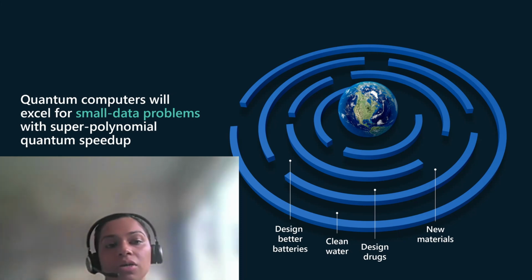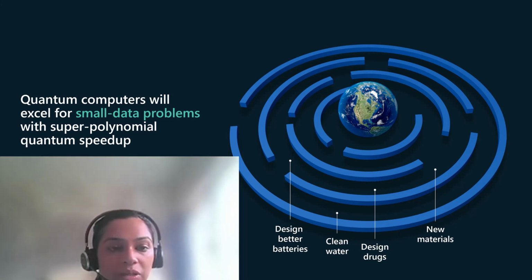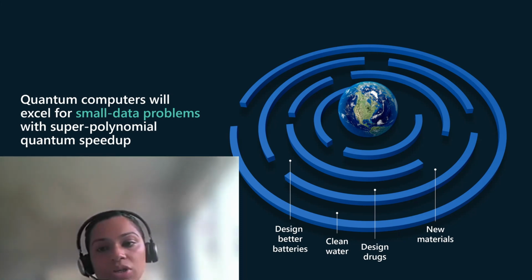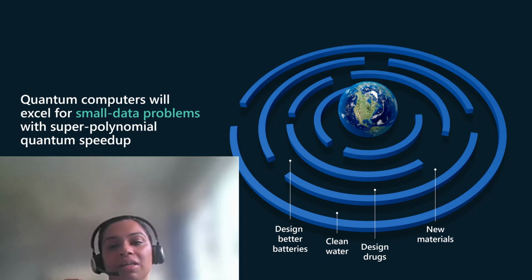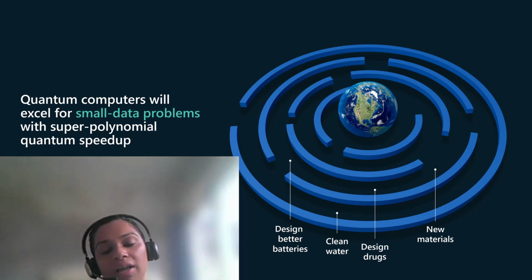Sure, sounds good. So quantum computers, like I said, will excel at some small data problems with super polynomial speedups, and they lie majorly in simulating chemical interactions and materials. So it's majorly material science and chemistry where we see the first application of quantum, like creating better batteries, cleaner water, designing better, quicker drugs, along with AI and HPC and new materials. That's where we see quantum being used first.